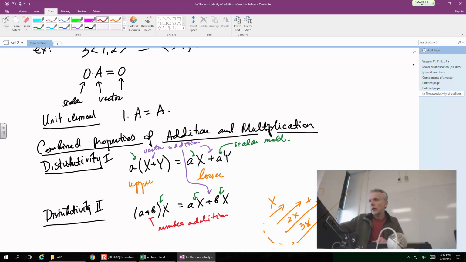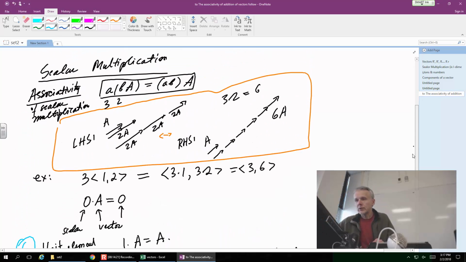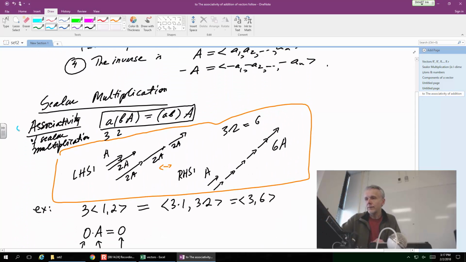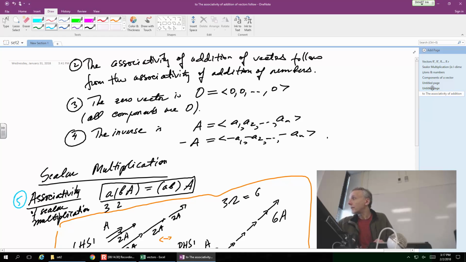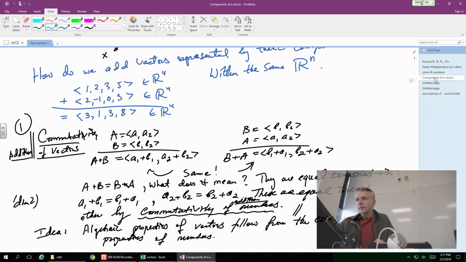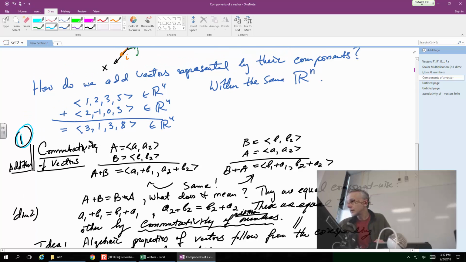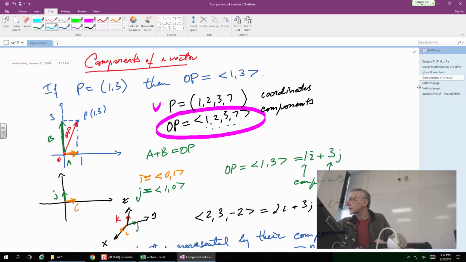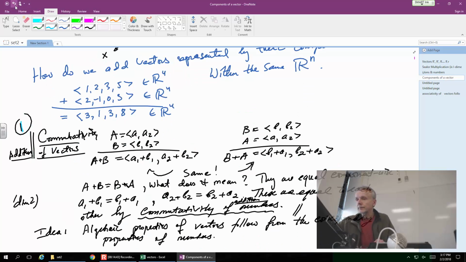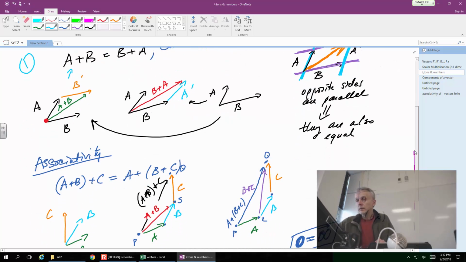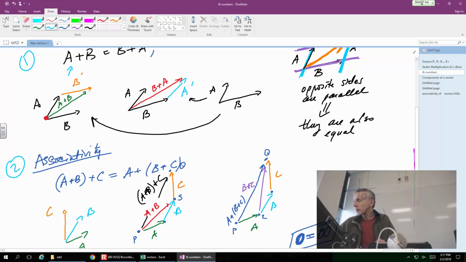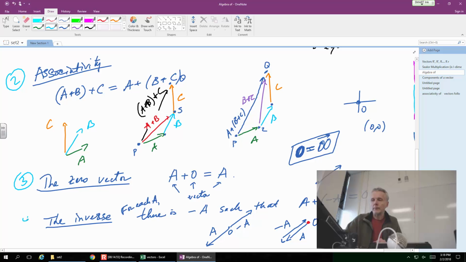Okay, so let me maybe number them so it would be clear. So this is 8, 7, 6. I hope I didn't miss any. 5. Yeah, 8, 7, 6, 5. Here, commutativity is 1. Okay, it's not the right one. Okay, commutativity is 1 and associativity is 2, the zero is 3 and 4. Okay, 8 properties.